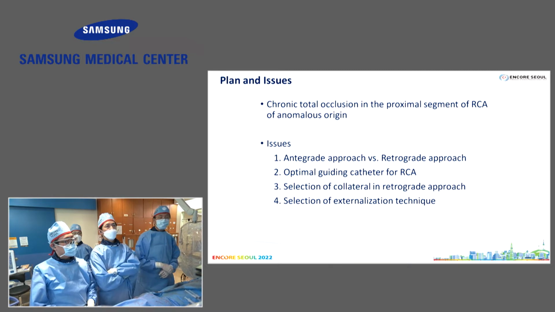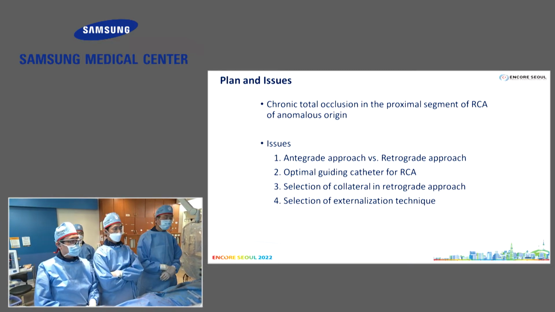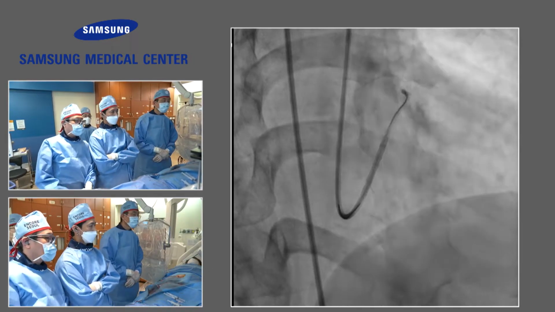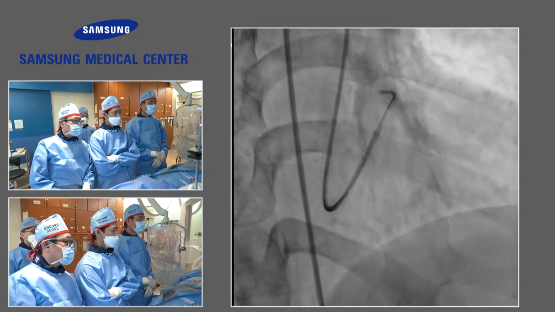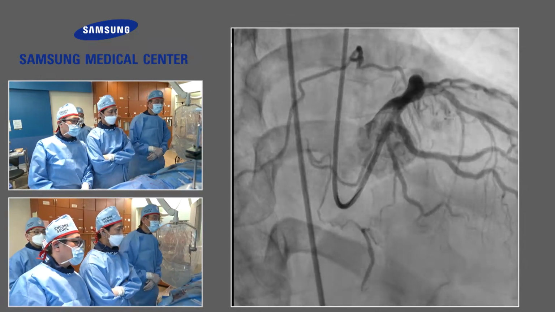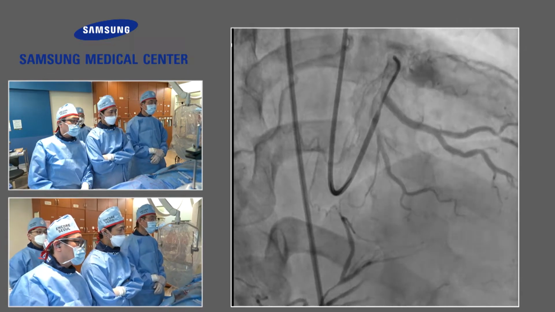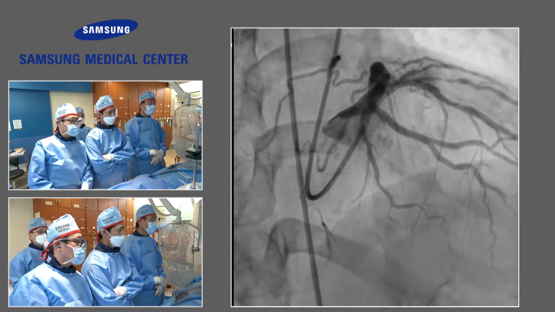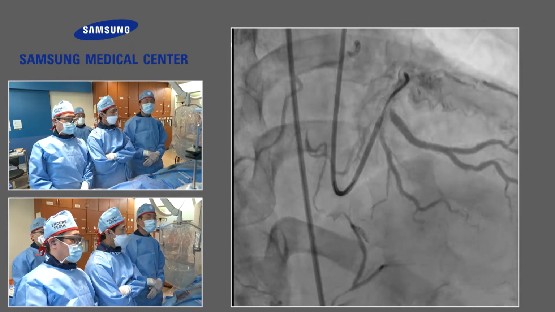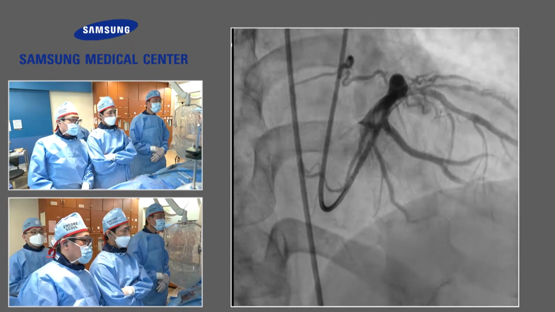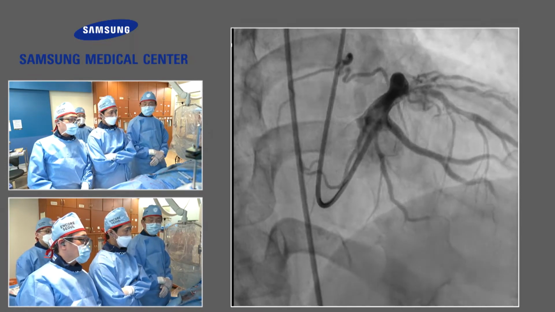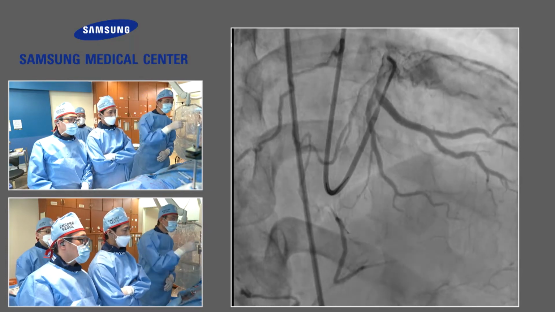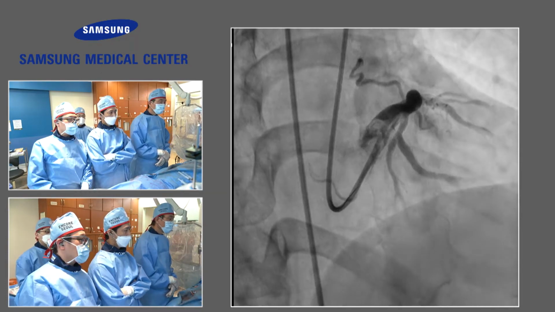We don't have sufficient information regarding the collaterals from left to right. I'll show you today's angiography. We tried selective angiography using the extension catheter, but the injection was too strong. We can see both the right coronary and left coronary. This is an EBU 4.0 6 French guiding catheter from the left, and a Godzilla 5 French extension catheter. You can see collaterals on the left side.